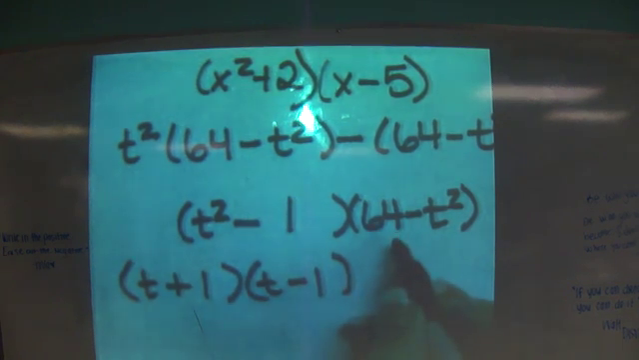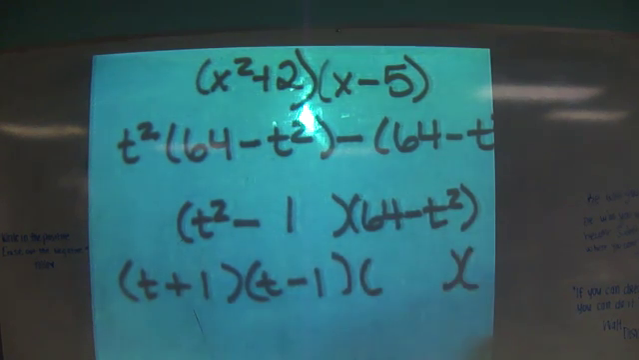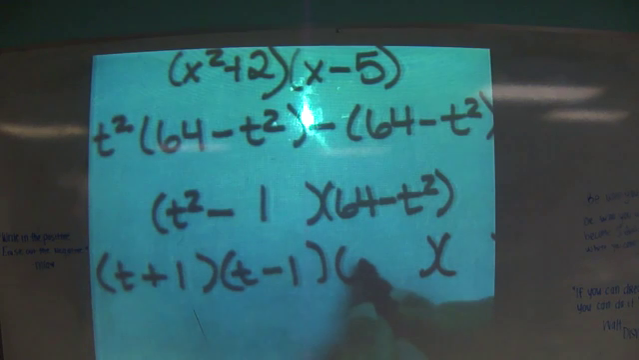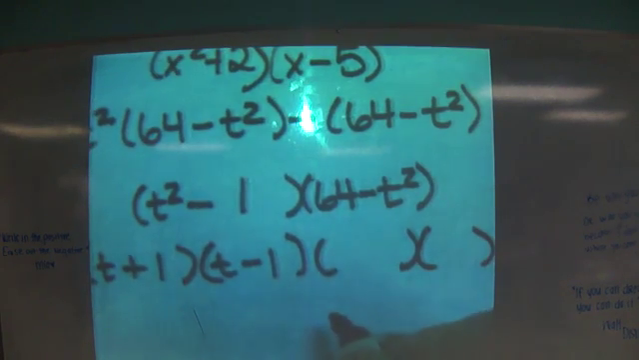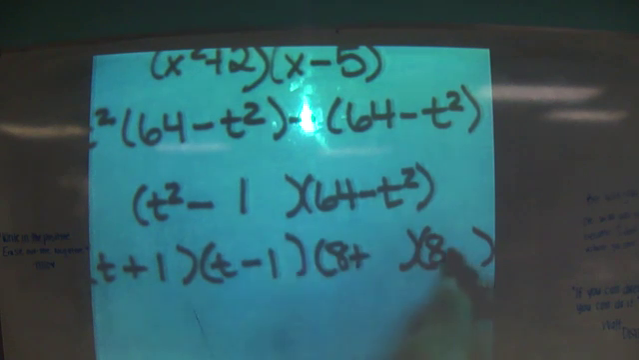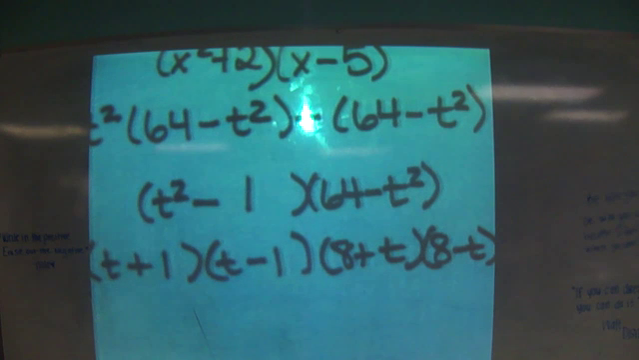Is 64 a perfect square? Is t squared a perfect square? So what's the square root of 64? 8. So that's going to be 8, and that's going to be 8. That's going to be plus, that's going to be minus, and then t and t. That's fully factored. T plus 1, t minus 1, 8 plus t, 8 minus t.